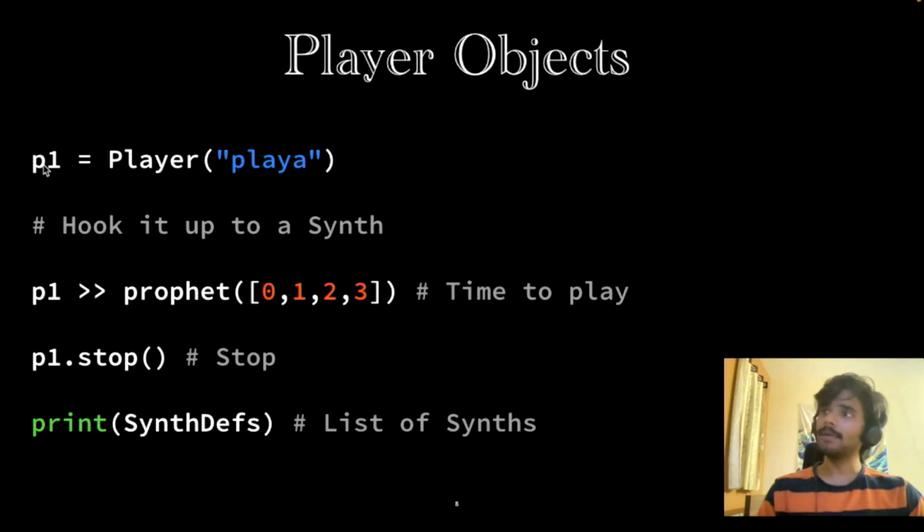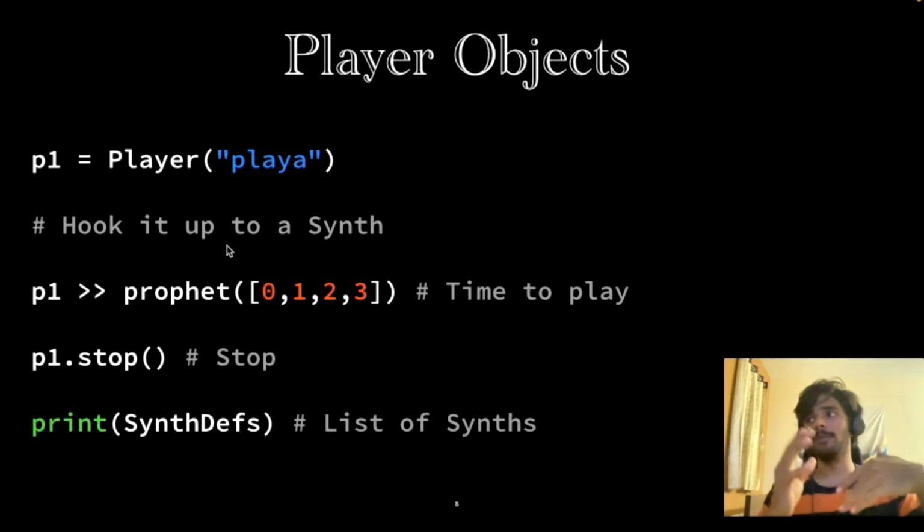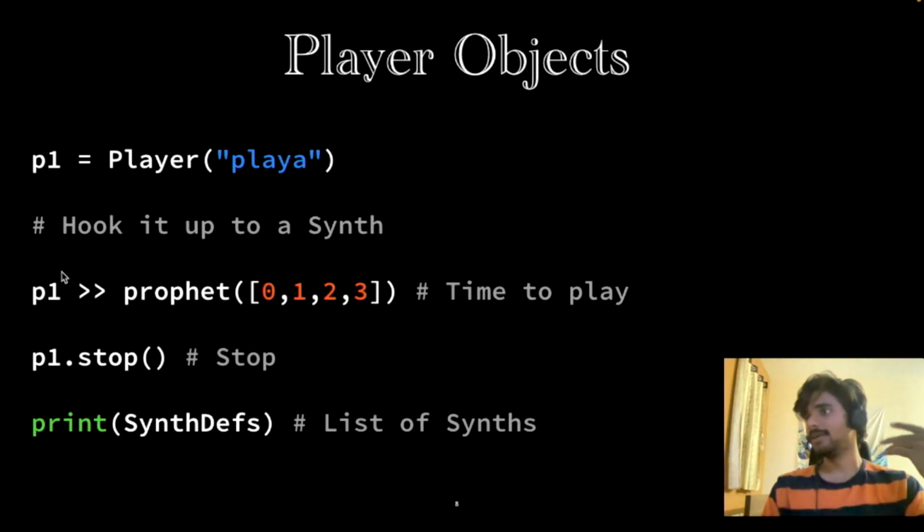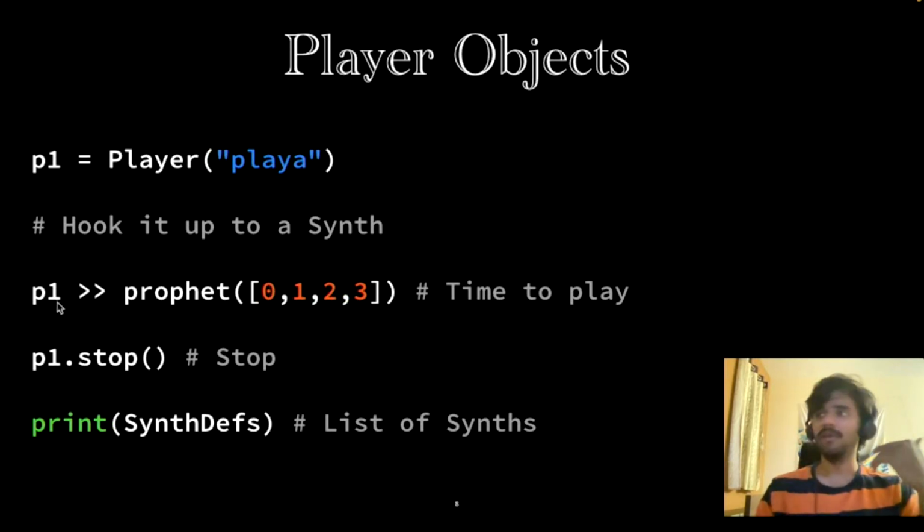So we can define a player, let's say p1, and you define a player object, and you can name a player whatever you want. And then you can hook it up to things. Over here, we are hooking it up to a synthesizer. Our synth is called prophet. So we have p1, which is the player. We're hooking it up to prophet, and we are playing 0, 1, 2, 3, which are the notes to play. And then we can stop this player by just doing p1.stop.